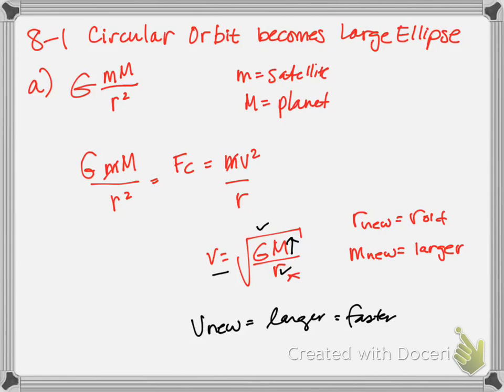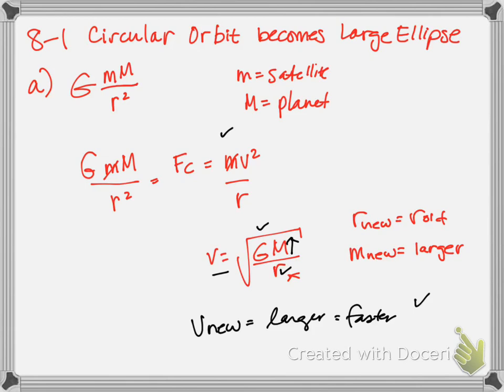So for part A, 2 points. 1 point for saying that the new speed is larger, and the other point for relating the gravitational force to mv squared over r. Remember, that's our key for getting the speed of an object in orbit, equating the gravitational force to a centripetal force.